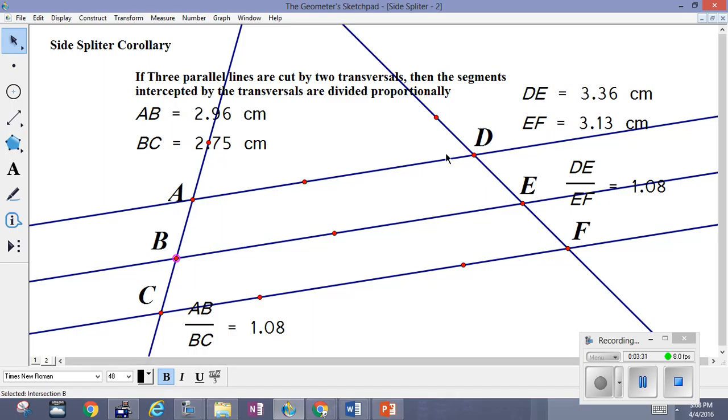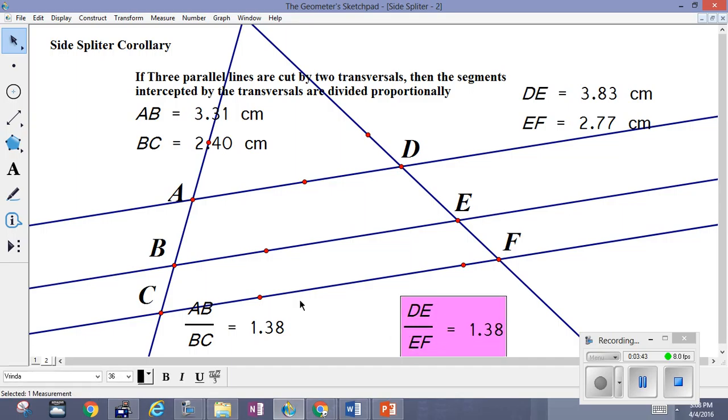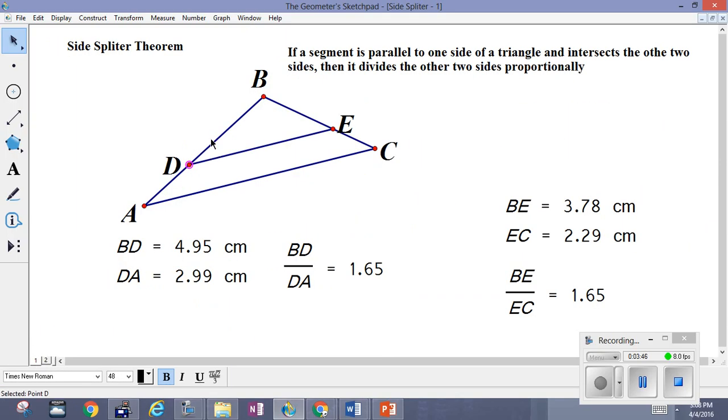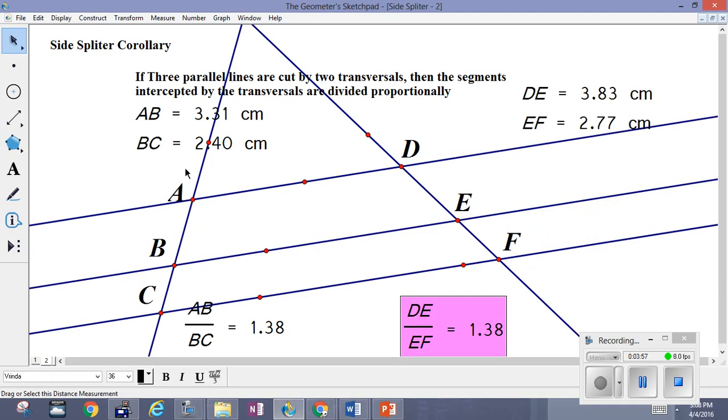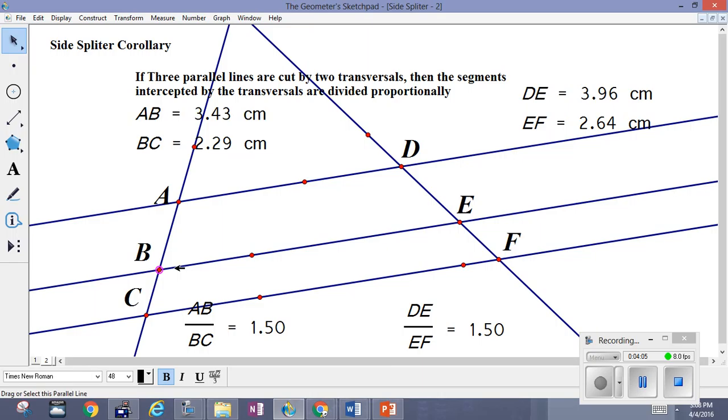So we get the top to bottom ratio is consistent from the left and the right side here. No matter how I manipulate this thing, you can see these ratios are remaining the same. So again, much like the side splitter, we get the parallel dividing it into a top and bottom section, and we get the ratio of top to bottom on both sides is consistent. Just as with the side splitter, we get the top and bottom pieces of the transversal, and the top and bottom ratios are going to be consistent all the way through, and that's your side splitter corollary.